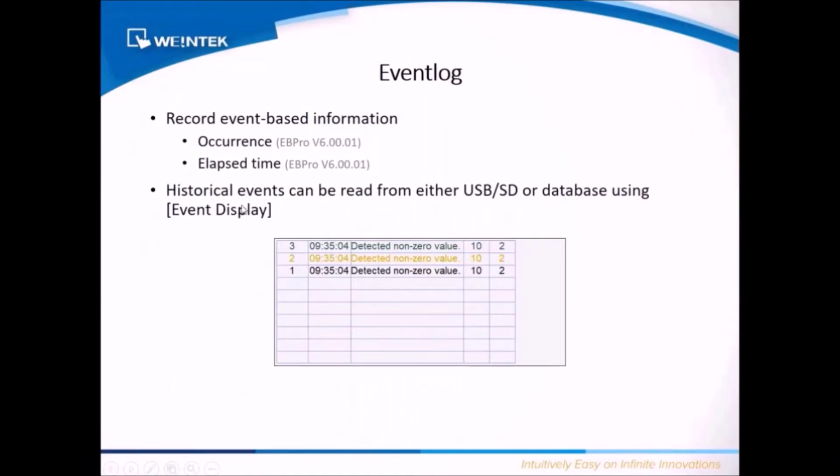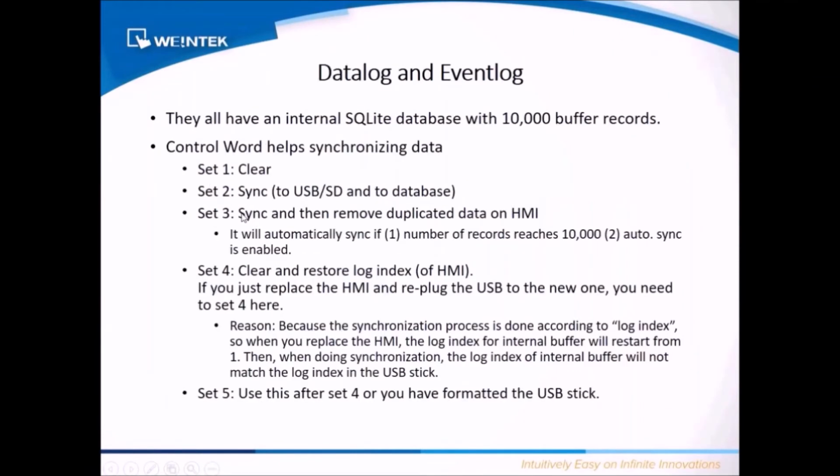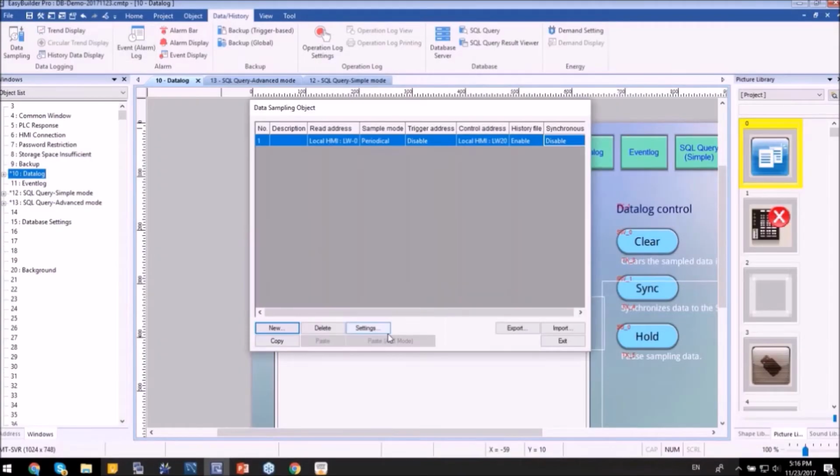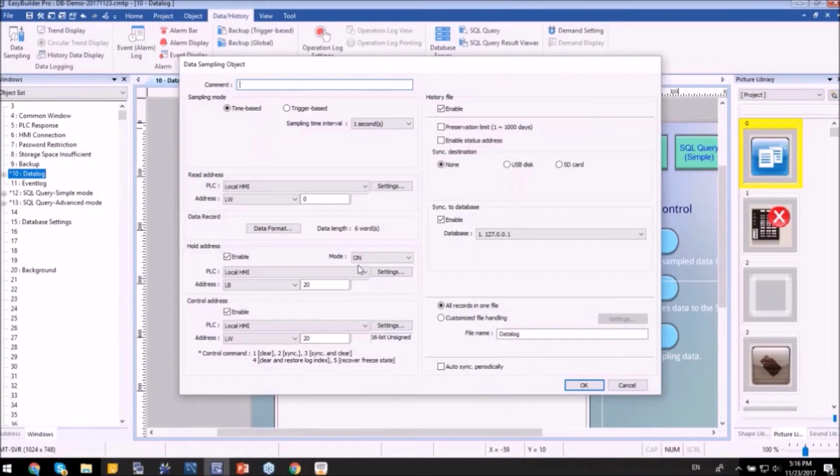All right. So this is Datalog and Eventlog. If you are not familiar with it, we have some very special mechanism to help you synchronize and do the related work. For example, if you set 1 to the control word, let me go back right here. Open up the settings, and you can check that in the control address, there's a control command. If you set 1 to it, it will clear all the data on the HMI.